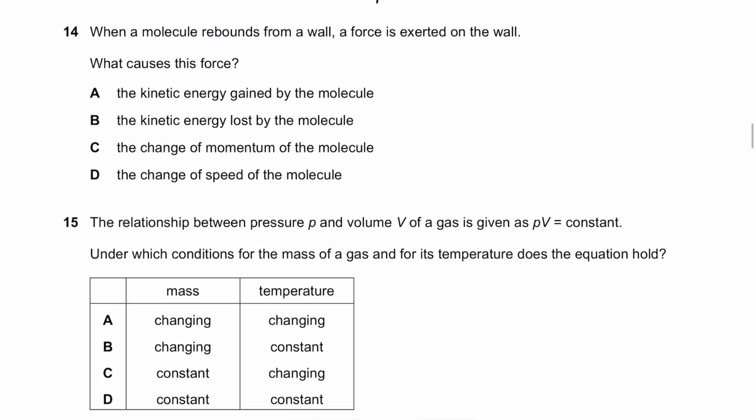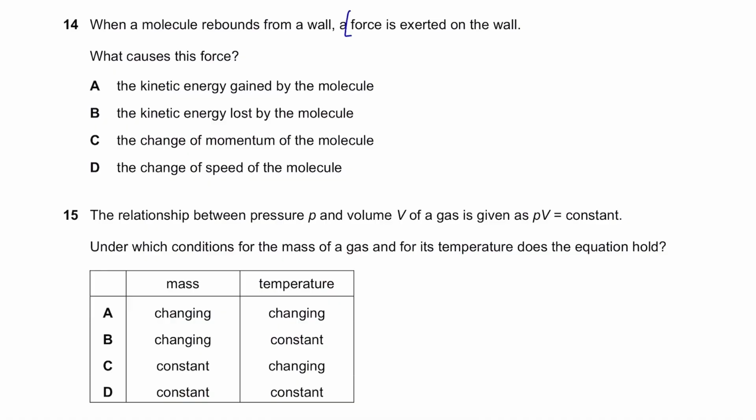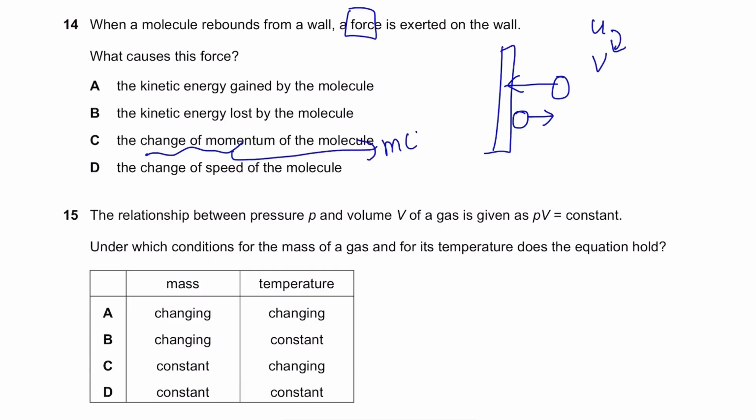Question 14. When a molecule rebounds from a wall, a force is exerted on the wall. What causes this force? Let's say there's a wall here, the molecule goes here. When it hits it, it rebounds back. Well, you can see that the direction of speed is changed, which means velocity has changed. And when the velocity changes, we say that momentum has changed, since change of momentum equals mass times change of velocity. Therefore, this force is caused by change of momentum.